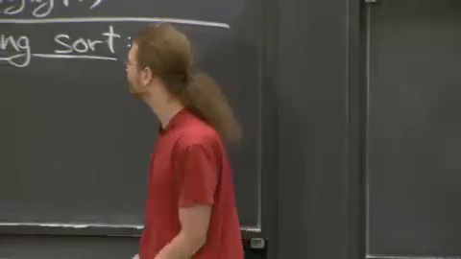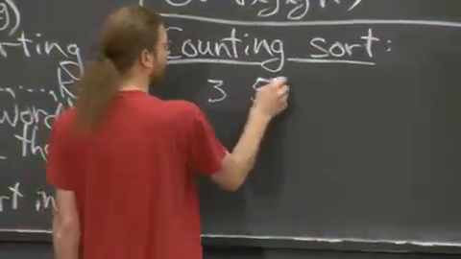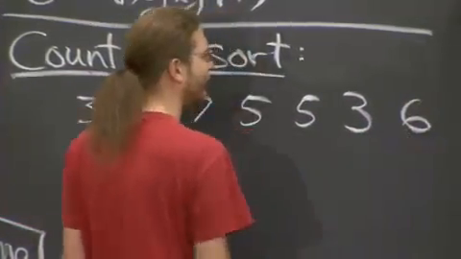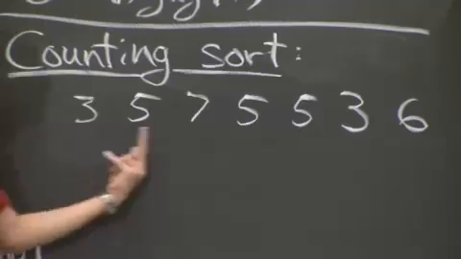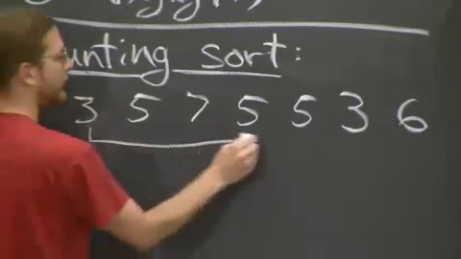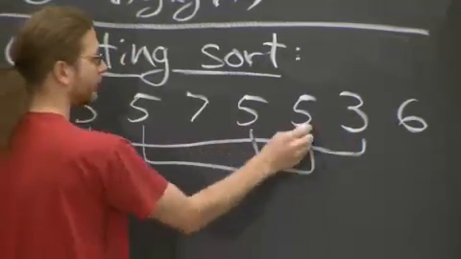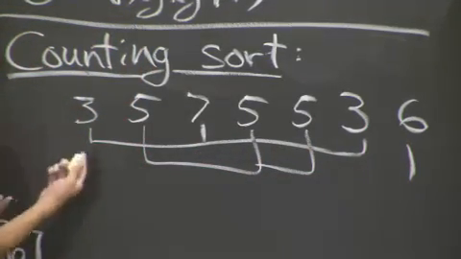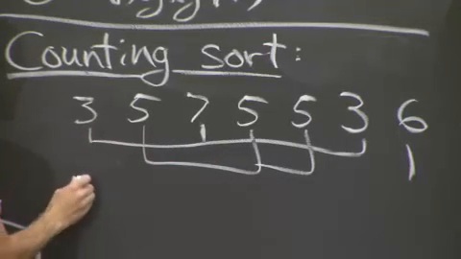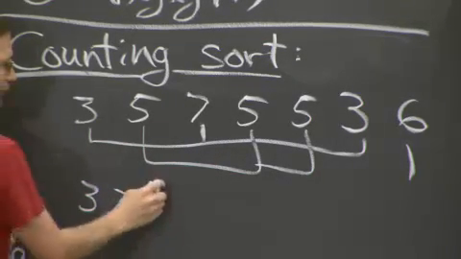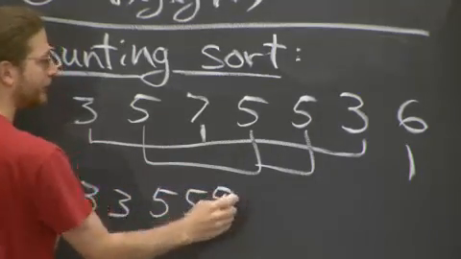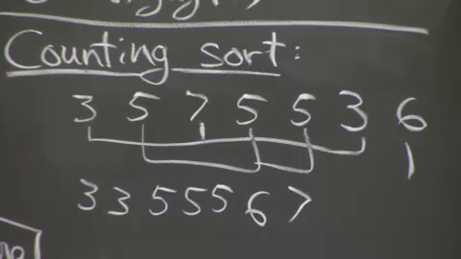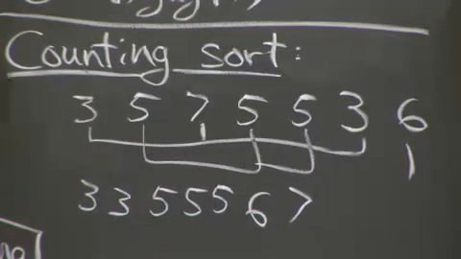So imagine I give you a bunch of keys like 3, 5, 7, 5, 5, 3, 6, whatever. I'd like to run through this array and say, I see there are 2 3s, and there are 3 5s, and there's 1 6, and 1 7. So how do I sort it? Well, I'd like to say, the 3 is the smallest key. And there's 2 of them, so I'll write 2 3s. Then there's 3 5s, so I'll write 3 5s. And then there's a 6, and then there's a 7. That's the intuition. Now, how do I do that with an algorithm? Suggestions?